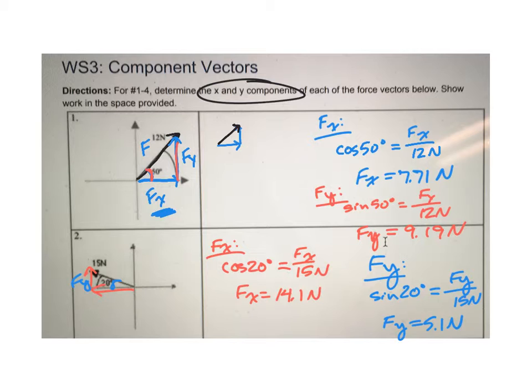You can check these if you want. Use the Pythagorean theorem, so 5.1 squared plus 14.1 squared should give you 15 squared. And if you do that, it does. All right, let's look at them.